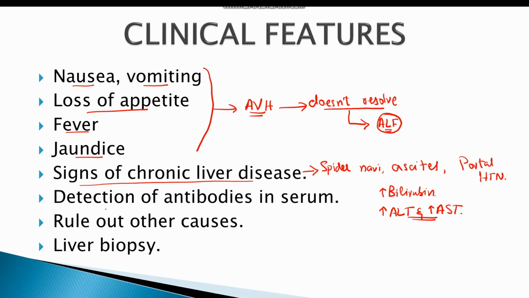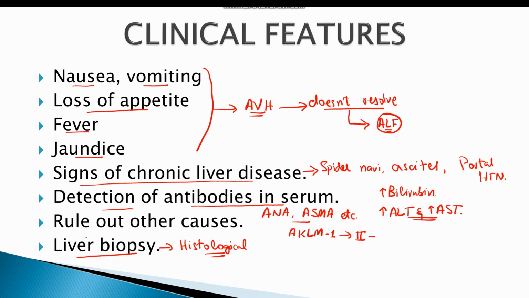The diagnosis begins with the detection of antibodies in the serum, such as ANA, ASMA, etc., and anti-liver kidney microsome 1 antibodies in case of type 2 autoimmune hepatitis. Liver biopsy is done for histological studies. Before ordering of the biopsy, all the other causes of hepatitis must be ruled out. The definite diagnosis of autoimmune hepatitis is based on histological studies of the biopsy.